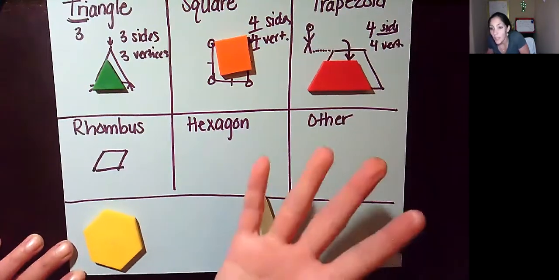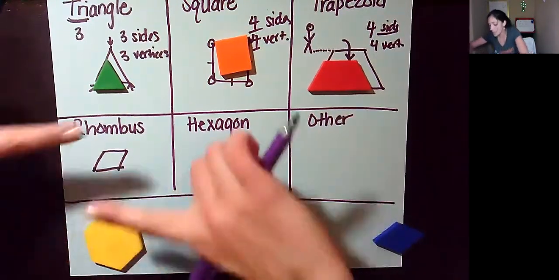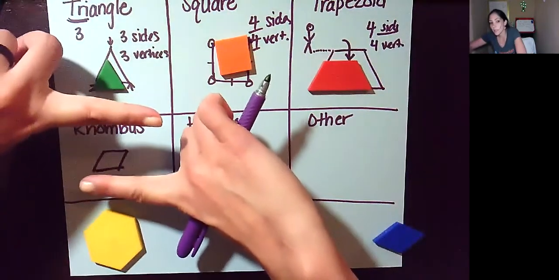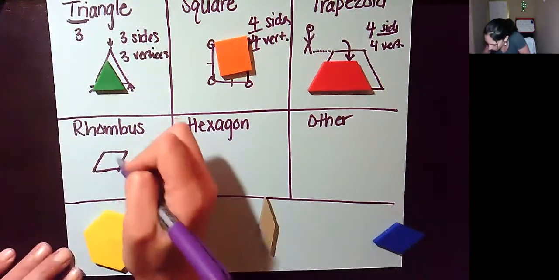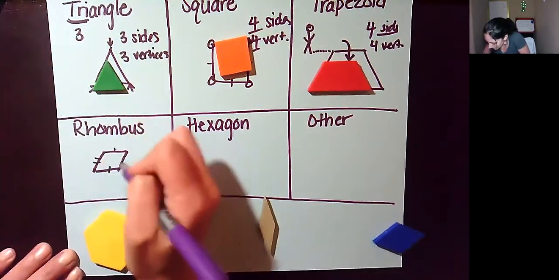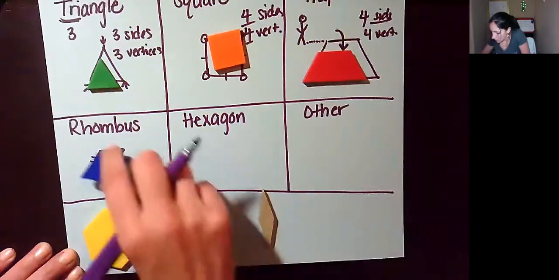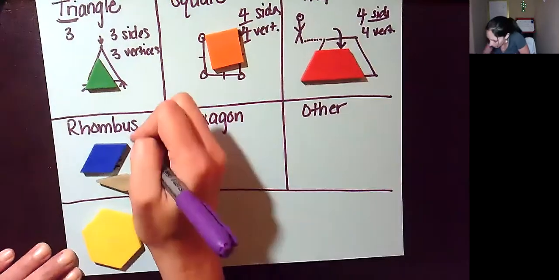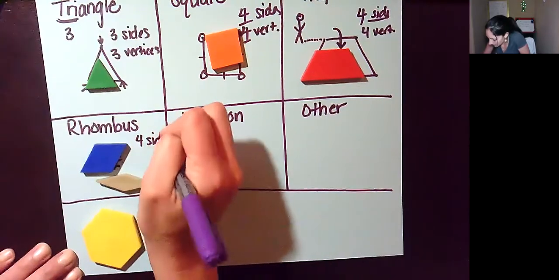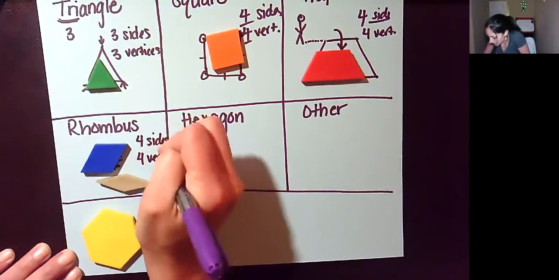We call that parallel. When 2 lines are lined up with the exact same distance in between them, and 2 more lines, parallel. So these 2 are the same, and these 2 are the same. Blue matches that, and also tan matches that. 4 sides and 4 vertices.